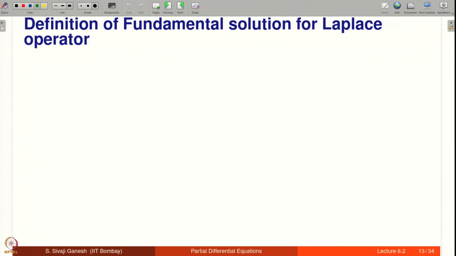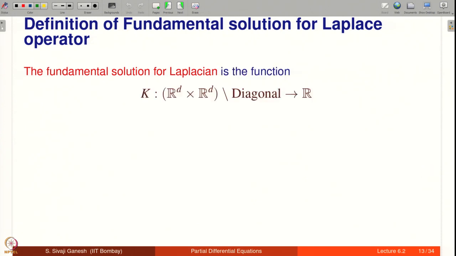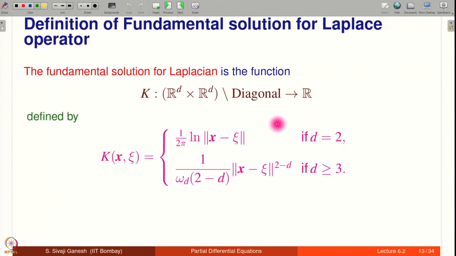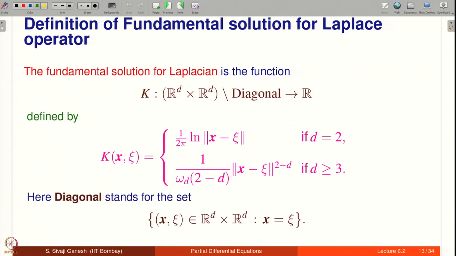Okay. So, now we are ready to define what is called the fundamental solution for the Laplacian or fundamental solution for the Laplace operator in RD. The fundamental solution for Laplacian is this function k, a mapping from RD cross RD minus diagonal to R. You are removing a certain set from RD cross RD, which we will define, defined by exactly the same formula as before. So, we have to simply mention what is a diagonal. Diagonal stands for all those x comma xi in RD cross RD such that x equal to xi.